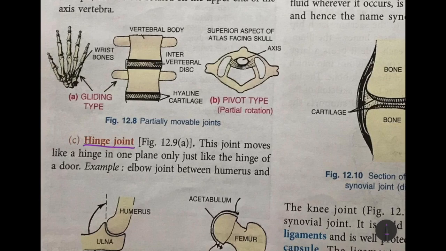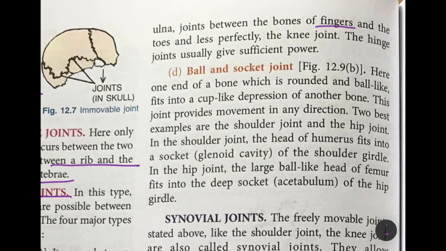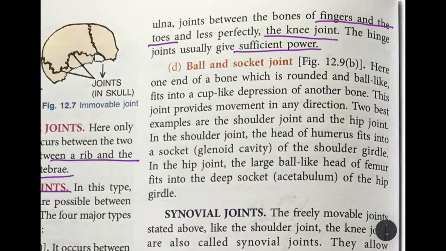This joint moves like the hinge of a door in one plane only. Examples are the elbow joint between the humerus and the ulna, and the bones of the fingers and the toes, and less perfectly the knee joint. The hinge joint gives sufficient power. That is why you can kick a ball to a large distance, even throw a stone or throw anything with your hands, due to the hinge joint that is present in the elbows.